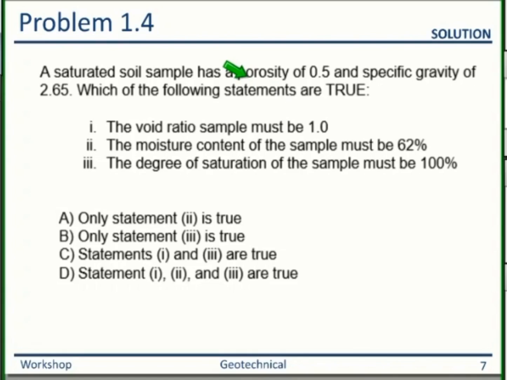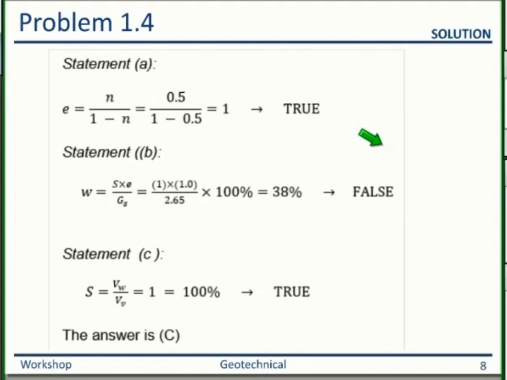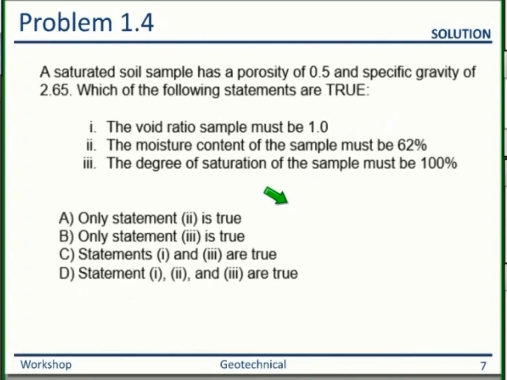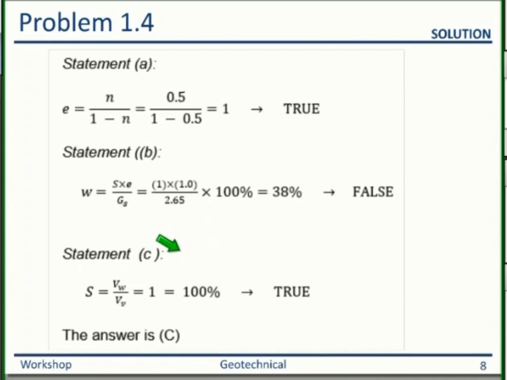Answer is C, because statement number 1 and number 3 are correct, but number 2 is not correct. In number 2 we got 38%, right? 38%, but the answer here is 62%. Therefore statement C is correct. This is true, this is true. E is not true, therefore C is correct. Luis, okay? Very good.